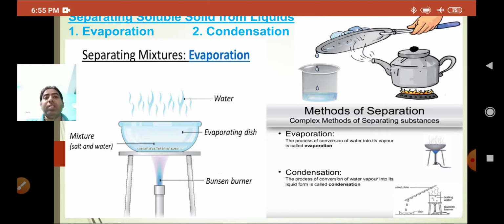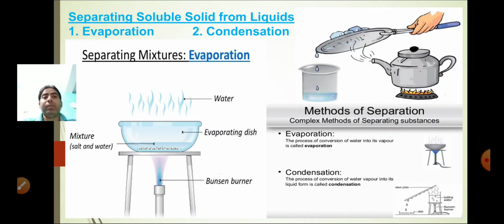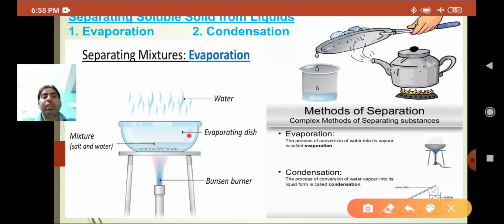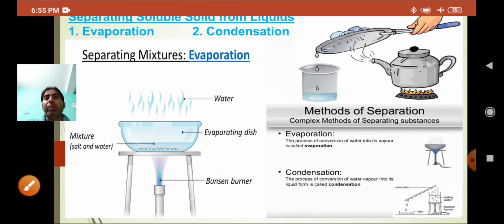Here you can see the solid substance that is dissolved in the liquid. Common salt dissolved in water can be separated by the process of evaporation. This is an important question, keep in mind which process is used to separate salt from sea water. The process is known as evaporation, and it is based on the fact that liquid vaporizes easily on heating, whereas solids do not.